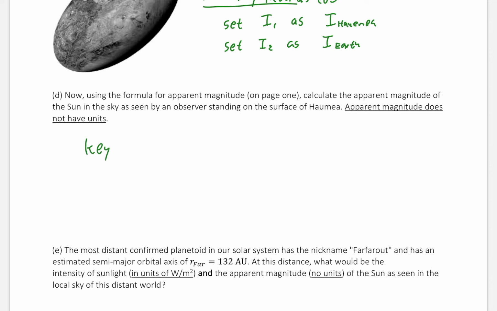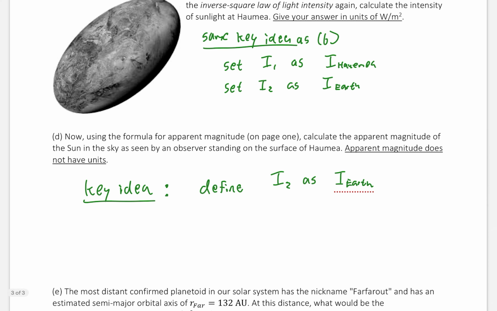Okay, so the key idea for D is going to be defining our ones and twos again. So no different than before, except we're going to carry on with one last step. So think of it as starting off the same, but then carrying through. So we're going to have I2 as Earth. And that's just, again, sticking with the logic of having our math be a little bit easier. So you can see there's definitely a trend there. We keep defining I2 as Earth, which means we're going to have I1 as Haumea.